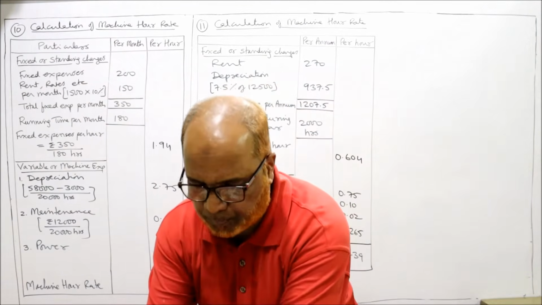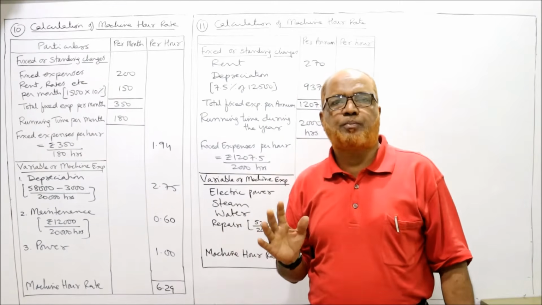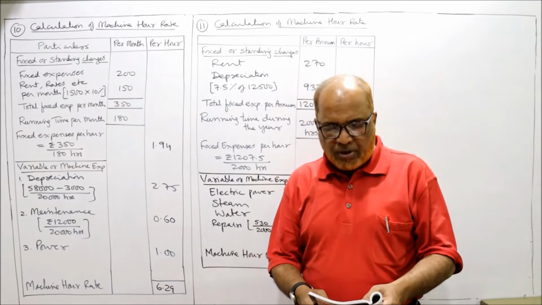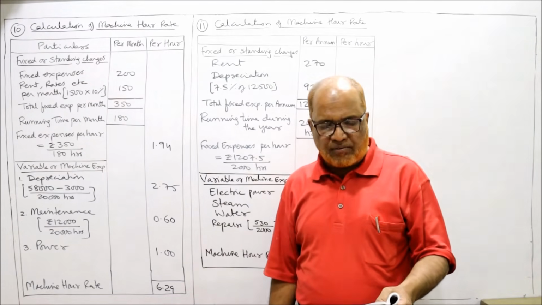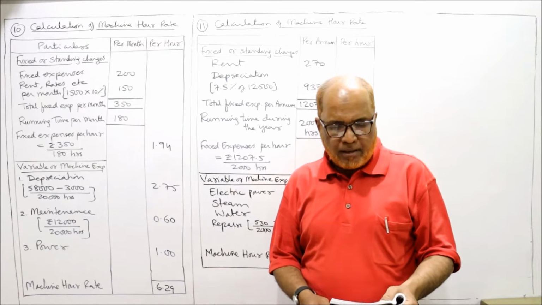Now see the 11th problem. Problem number 11. This is the last short problem. After this we'll go to the long problem, main problems. So prepare a machine hour rate to cover the overhead expenses given below. Again we are required to calculate the machine hour rate.